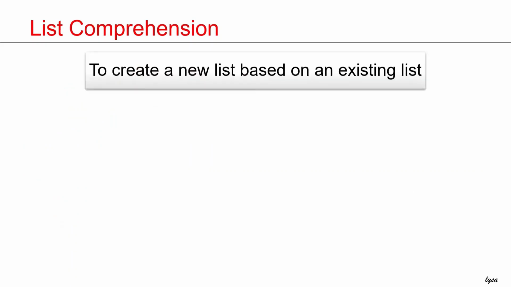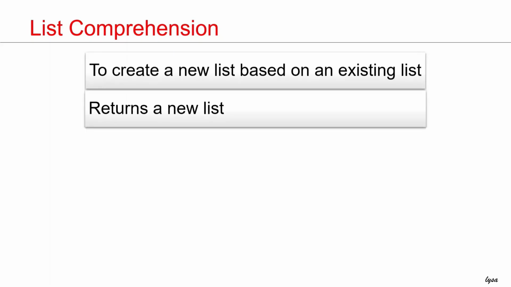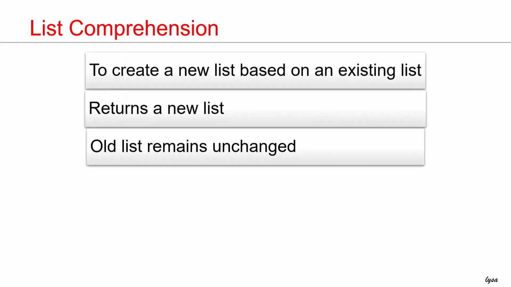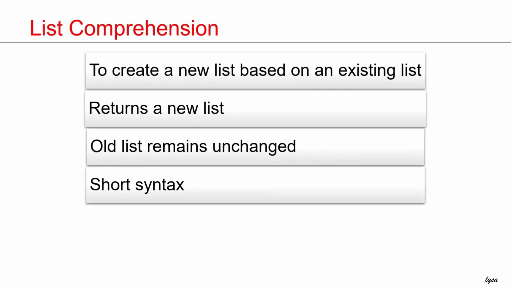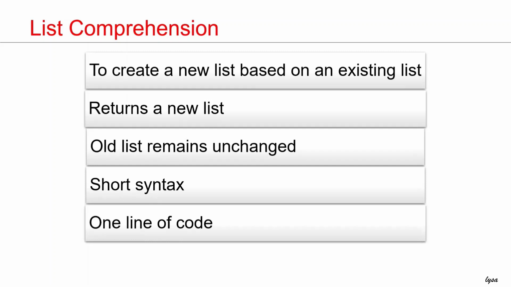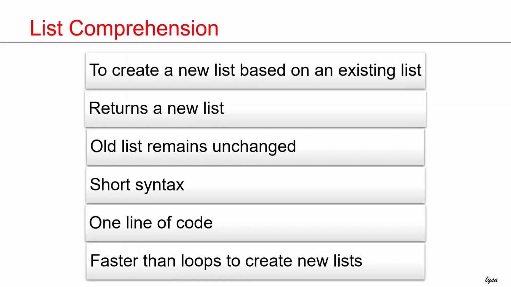When we say list comprehension, it is used to create a new list based on an existing list. And after creating a new list, it returns the new list. Please note that the old list remains unchanged. The basic advantage of using a list comprehension is it will have a very short syntax. In fact, it will be one line of code, and we will find that it is faster to create new lists using list comprehension than using loops.